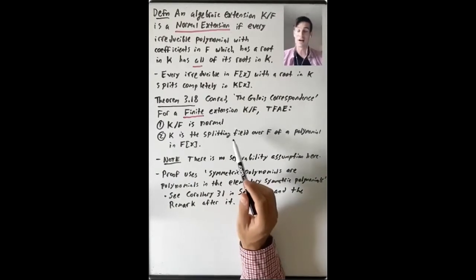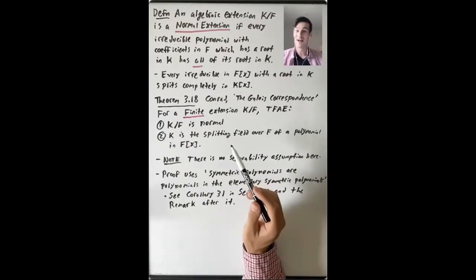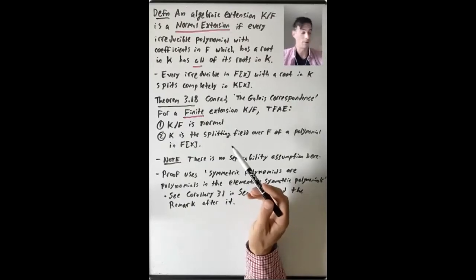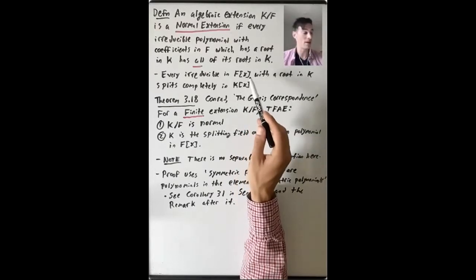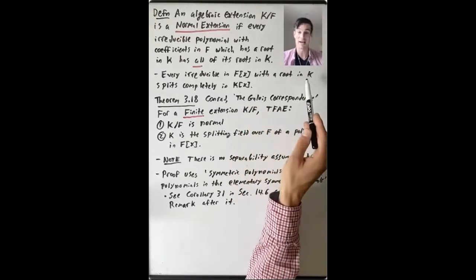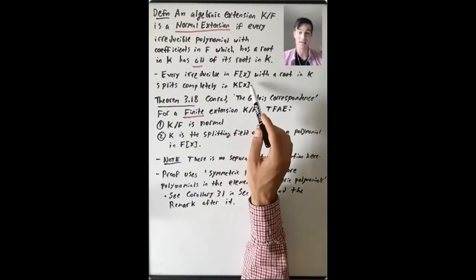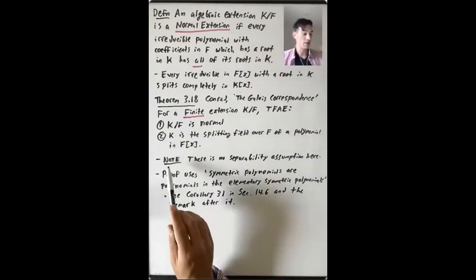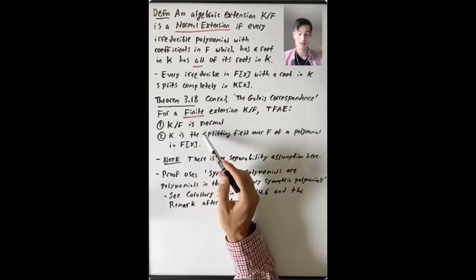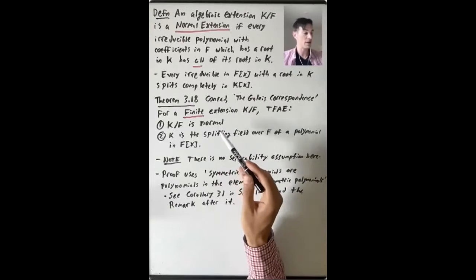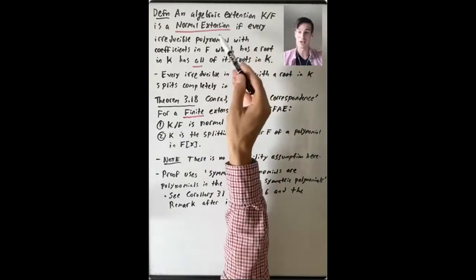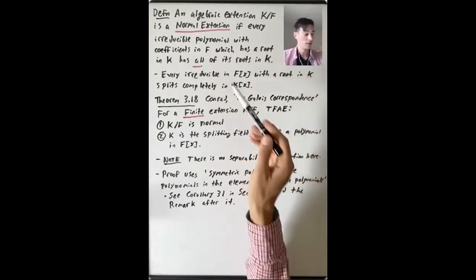We don't need to talk about that here, but that's something that maybe you'll be interested in and want to read more about. But from now on, in my mind, when I say normal extension, what I mean is an extension with this property that every irreducible in F[x] with a root in K splits completely in K[x]. So let me just point out that in this theorem, there's no separability assumption. So you can talk about a normal extension here that is not separable.